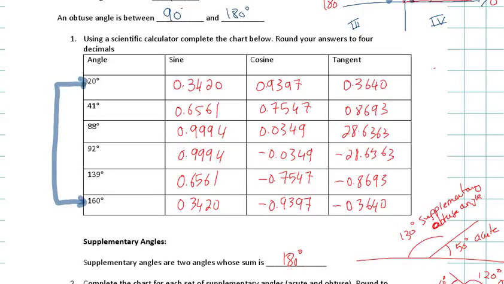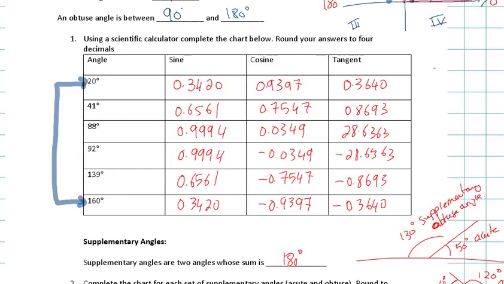Now let's look at the ratios. What can you tell me about the ratios? What can you tell me about sine 20 and sine 160? Same. Okay. How about cosine 20 and cosine 160? So they're the same but opposite sign, right? One is positive, one is negative. How about tan?